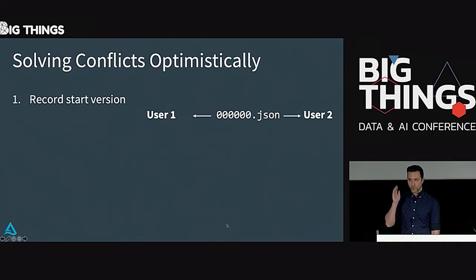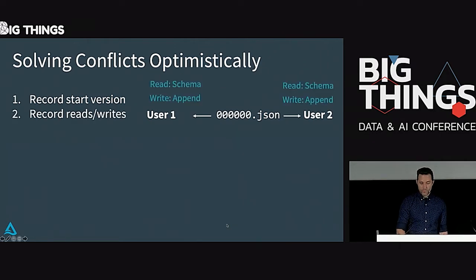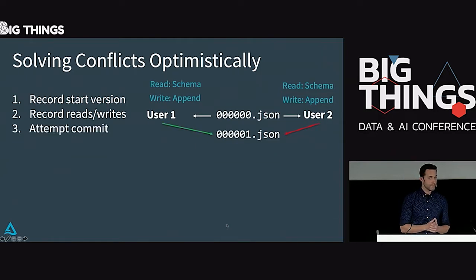They'll start by recording the start version. So they're saying, okay, as of version zero, I am writing into this table. They will record what they read and write from the table. So they're both going to read the schema to make sure that the data that they're writing in matches the schema that's expected. And then they're going to speculatively write out some parquet files. So they'll write those out. Now, they're not part of the table, even though they're there on disk, until they've been added to the transaction log. So they will each go and attempt to commit.